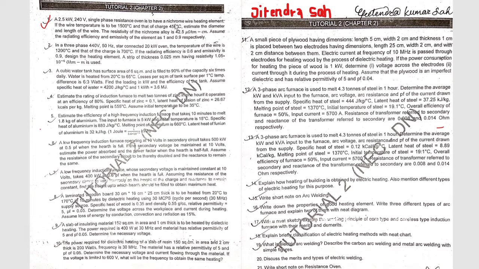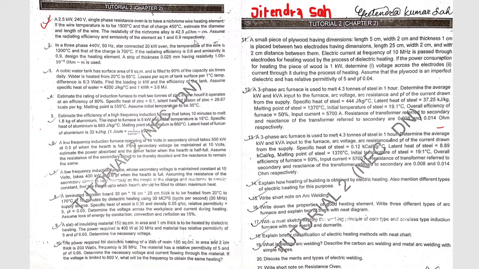resistance oven is to have a nichrome wire heating element. And if the wire temperature is to be 1500 degrees Celsius and that of charge 450 degrees Celsius, estimate the diameter and length of the wire. The resistivity of nichrome alloy is 42.5 micro ohm centimeters, and assume the radiating efficiency and emissivity of the element as 1 and 0.9 respectively.